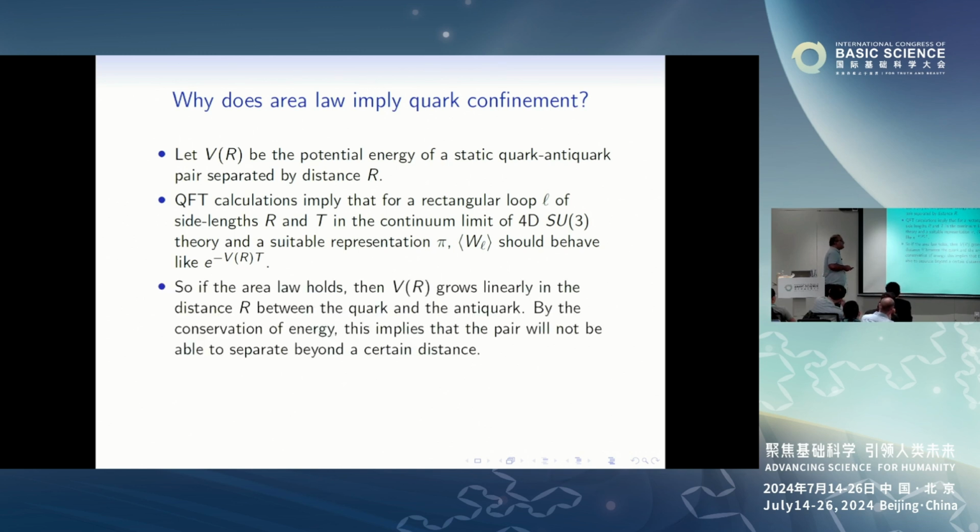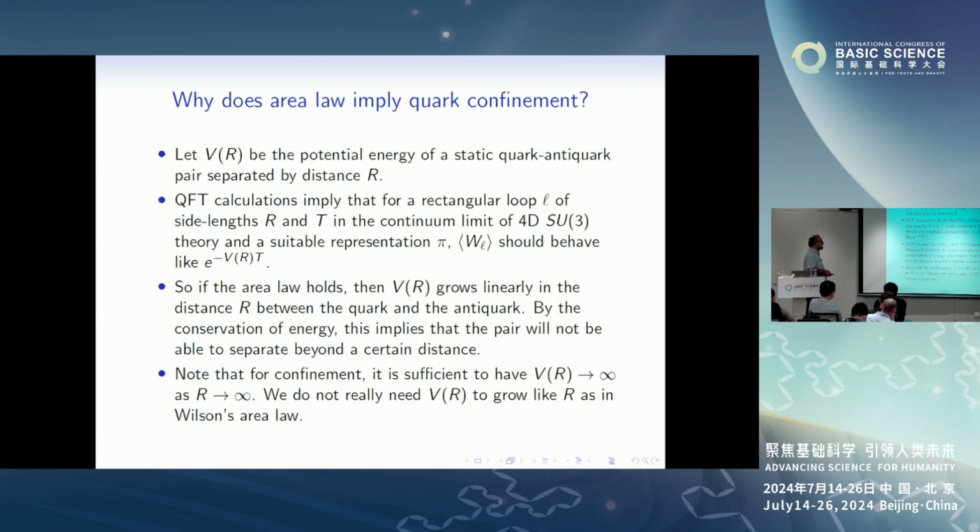So if the area law holds, then V(R) grows linearly in the distance R between the quark and the antiquark. By the conservation of energy, this implies that the pair will not be able to separate beyond a certain distance, because it starts with a certain amount of energy, and if it goes beyond a certain distance, it will cross that energy, so that's impossible. So that's why it cannot separate. So you can see from this that for confinement, it's not really necessary to have the area law. If you just have V(R) going to infinity as R goes to infinity, that is sufficient. But it's expected that V(R) grows linearly in R. So just V(R) growing to infinity is okay.